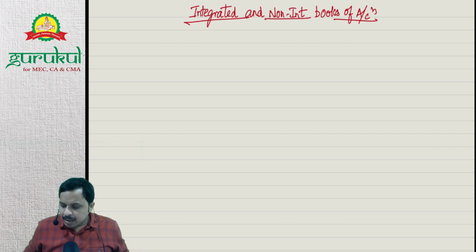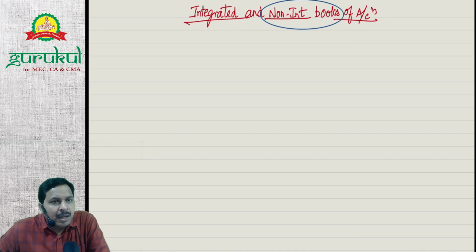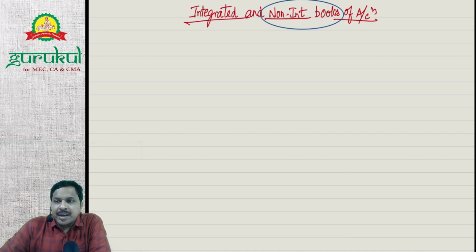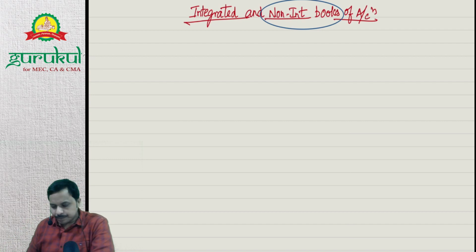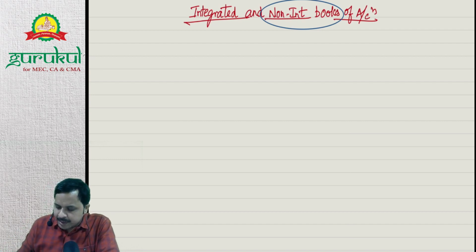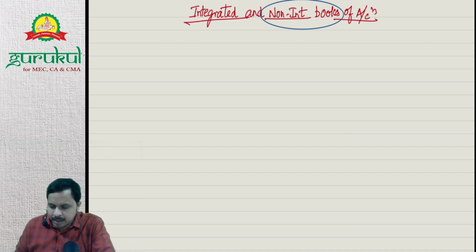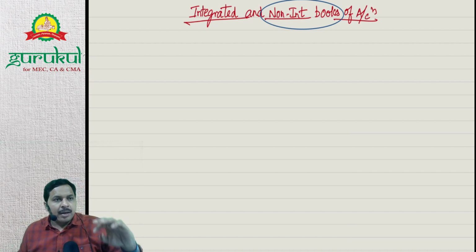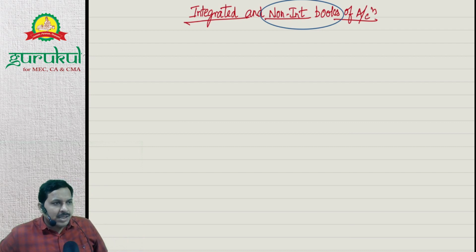First, we will learn about non-integrated books of accounts. Once we complete non-integrated books of accounts, we will continue with integrated books of accounts. Non-integrated means we maintain financial books and cost books separately, and hence we call it non-integrated books of accounts. While preparing non-integrated books, we are learning entries only relating to cost accounts.